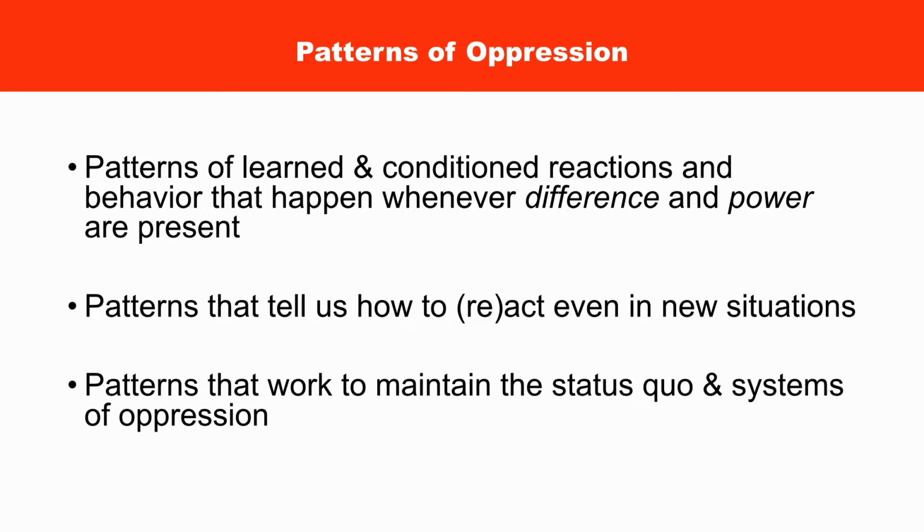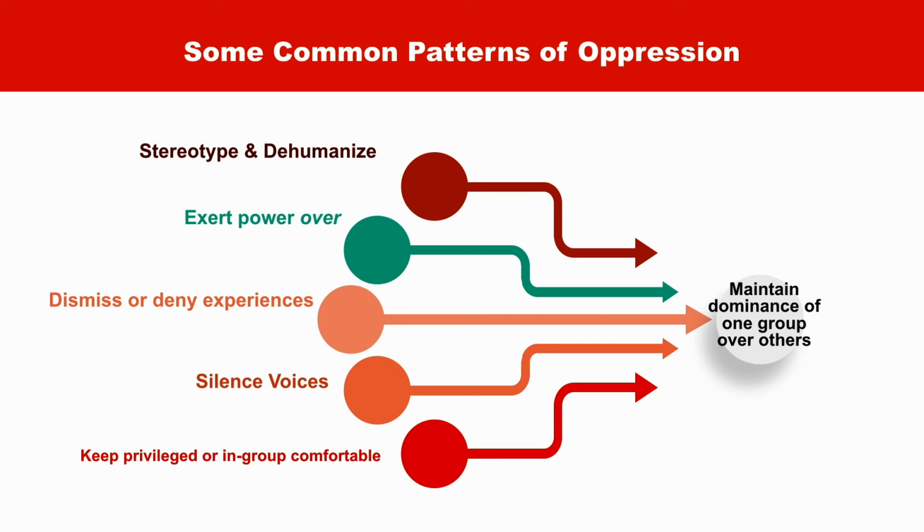And so when we talk about patterns of oppression, we're talking about learned and conditioned behaviors that we've all been taught, particularly if we've grown up in this country, about how we're supposed to view ourselves and others and what our interactions are supposed to be like. These are patterns that tell us how to act and react even in new situations, and these are all patterns of behavior that work to maintain the status quo and systems of oppression. So now we're going to give you a few examples of some common patterns of oppression. Some common patterns of oppression include stereotyping and dehumanizing, exerting power over another, dismissing or denying someone else's experiences, the silencing of voices, and keeping the privileged or the in-group comfortable.